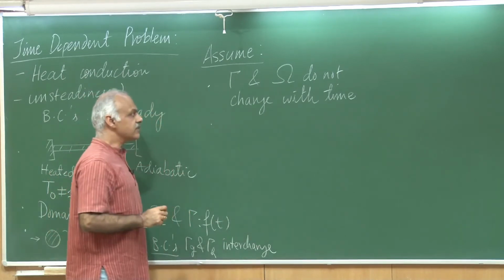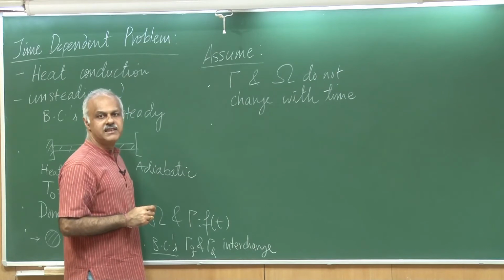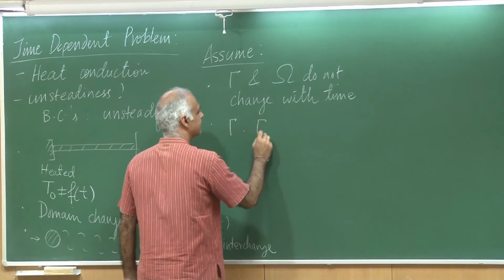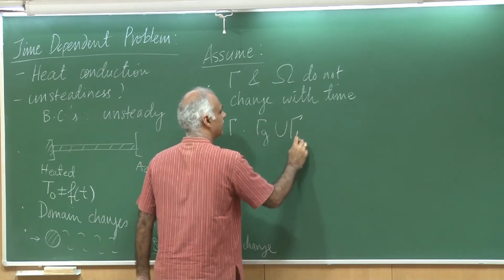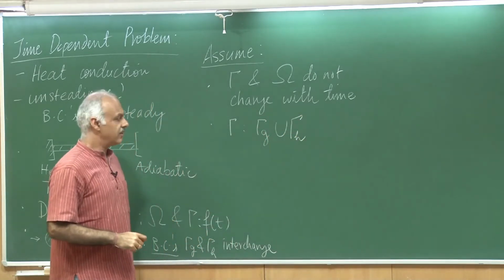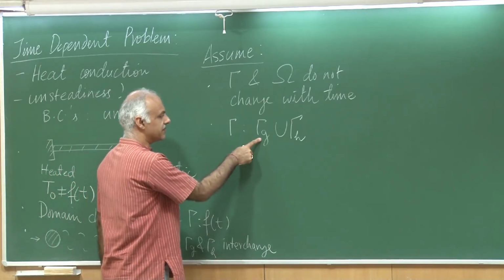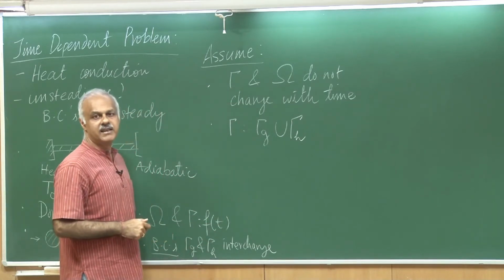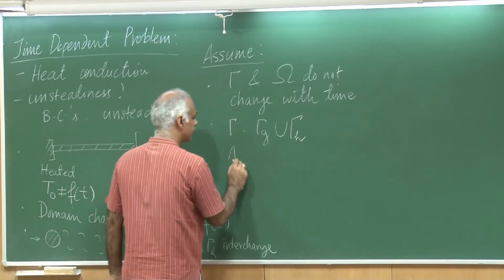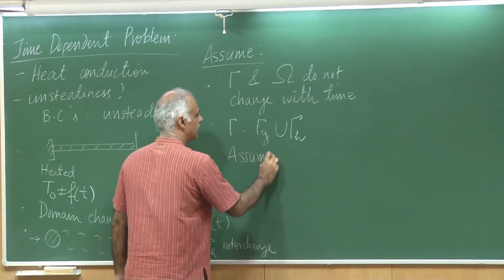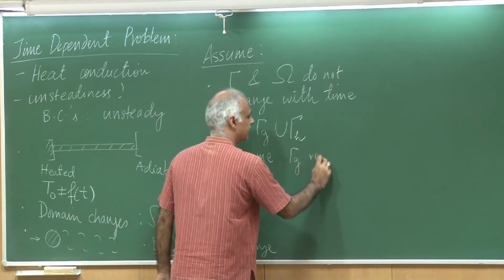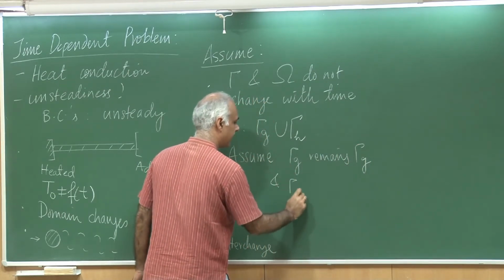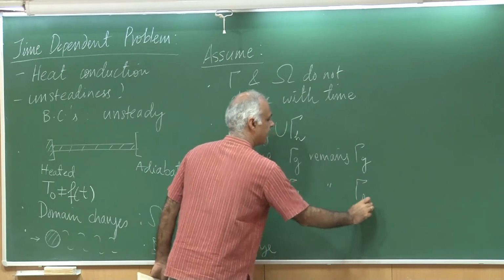We are also going to assume something about gamma g and gamma h. If you recall that gamma was given as a union of gamma g and gamma h. So, this is the boundary part where we specified a Dirichlet condition, and over here we specified a Neumann condition. We are going to assume gamma g remains gamma g and gamma h remains gamma h.